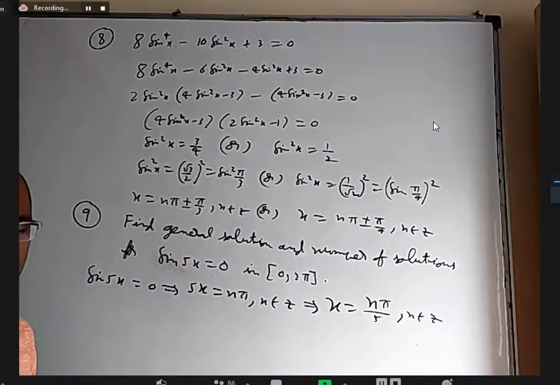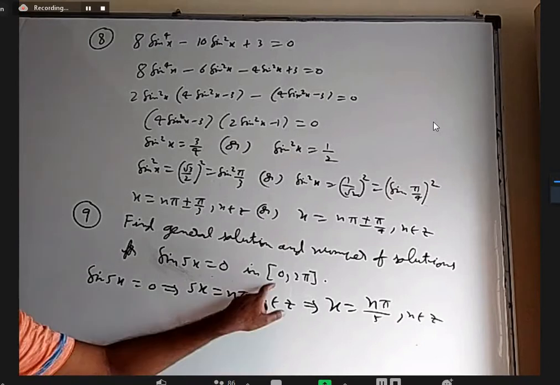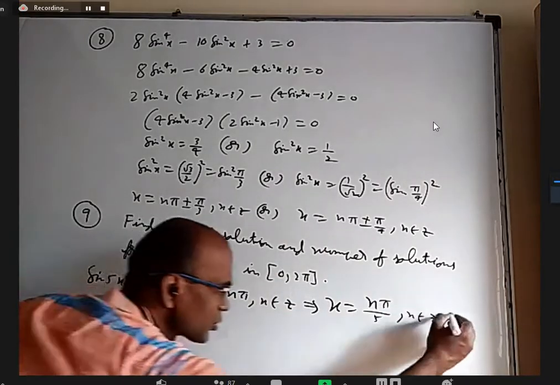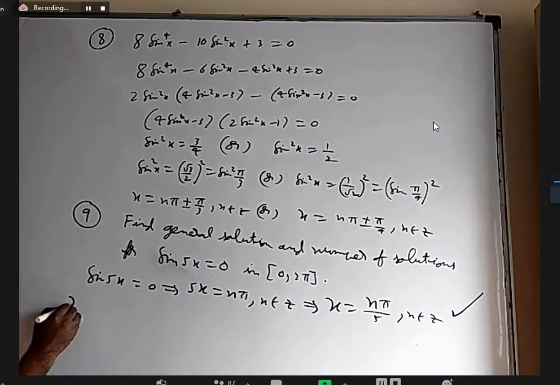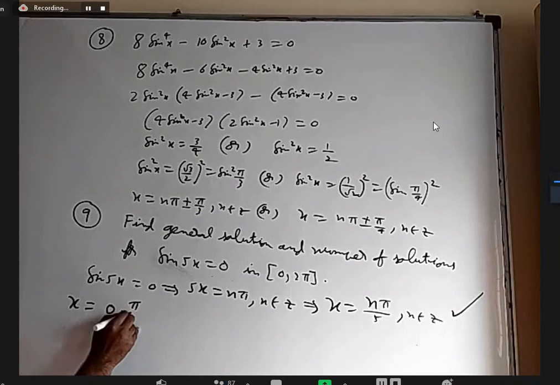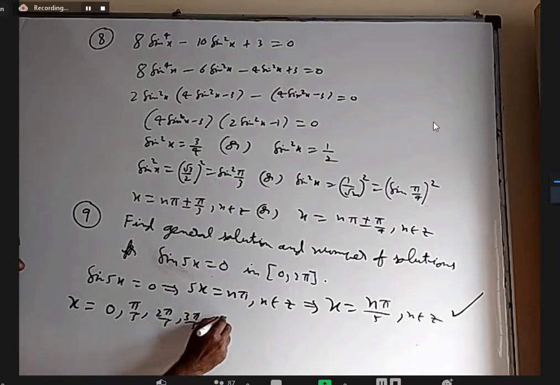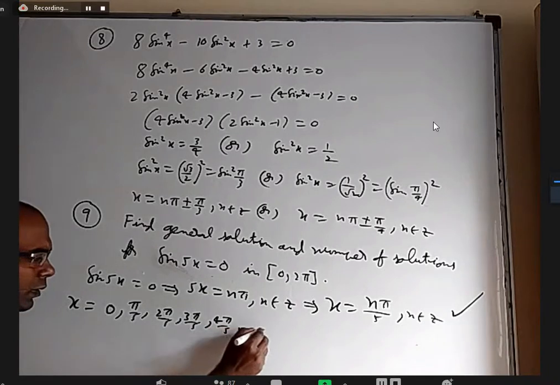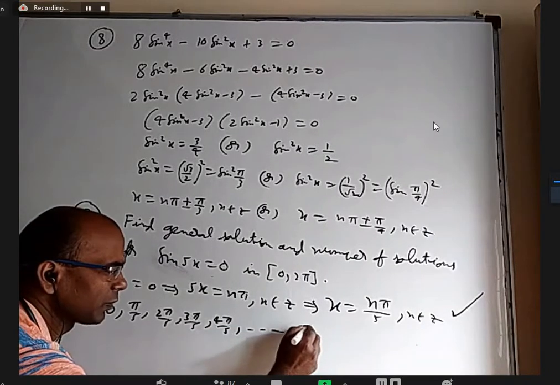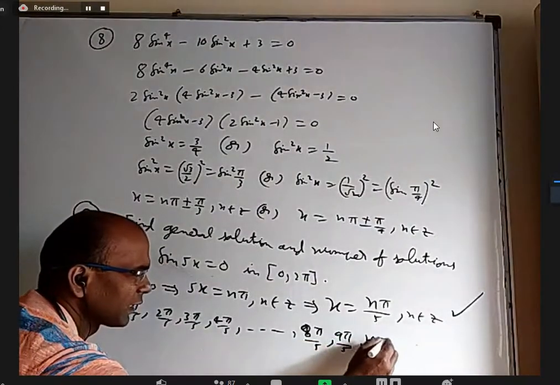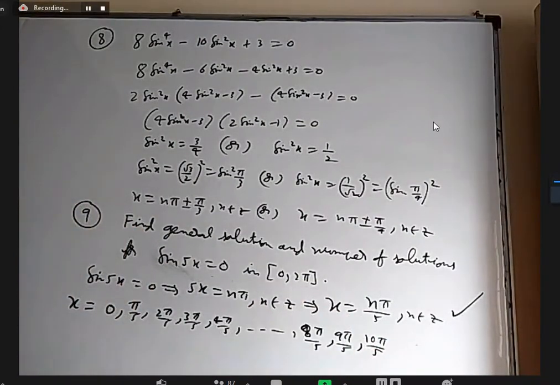So x can be pi by 5, 2 pi by 5, 3 pi by 5, 4 pi by 5, and so on. So within 0 to 2 pi, how many solutions are there? So this general solution is done. If I try to write the list, I can put 0, pi by 5, 2 pi by 5, 3 pi by 5, 4 pi by 5, and so on, 8 pi by 5, 9 pi by 5, 10 pi by 5. If I go beyond that, they'll go beyond 2 pi.